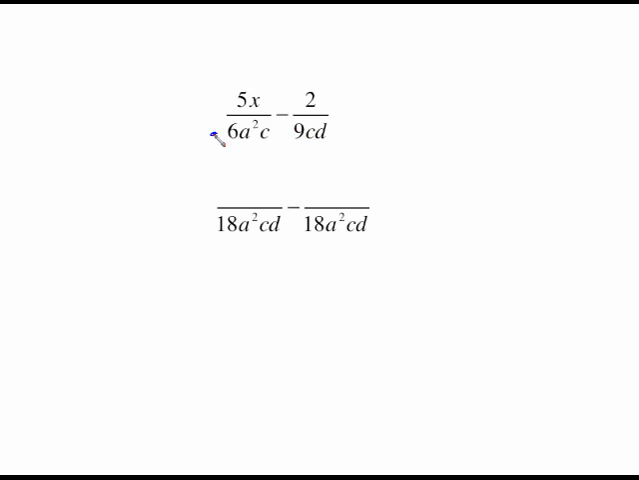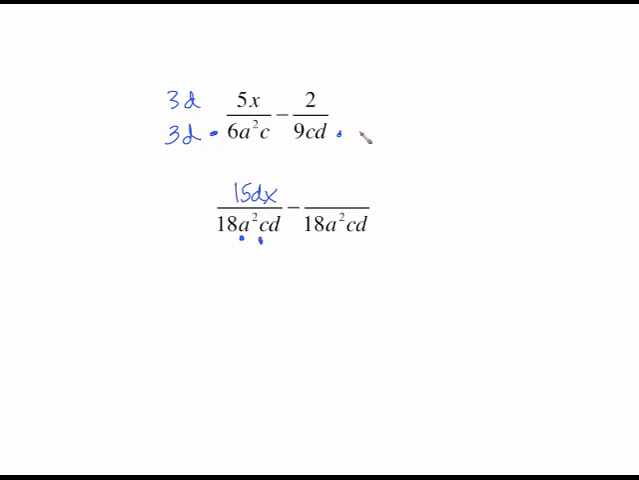Think about what you have to multiply 6 by to make it become 18: it's a 3. That's got an a squared. You can put a little dot on this to show you that you got the a squared. It's got a c. Yep, I got that. The thing I don't have yet is d. So I'm going to multiply top and bottom by 3d, making this 15dx. It is a minus in between.